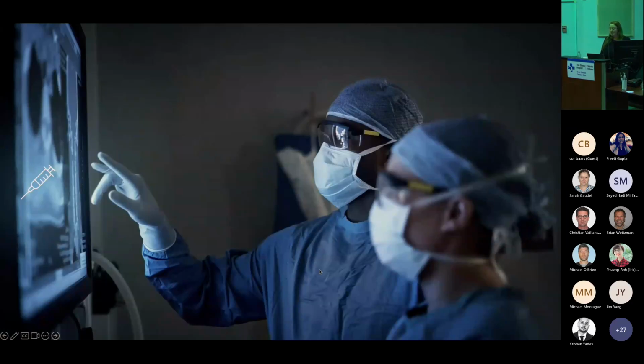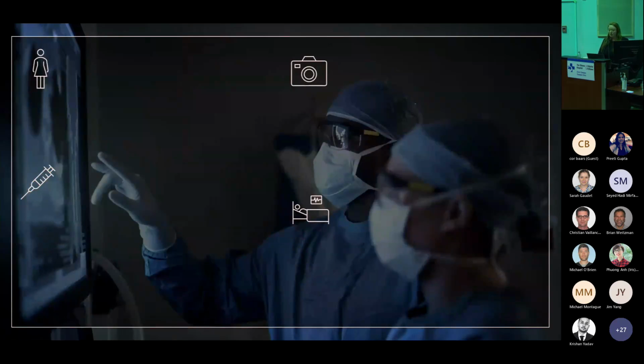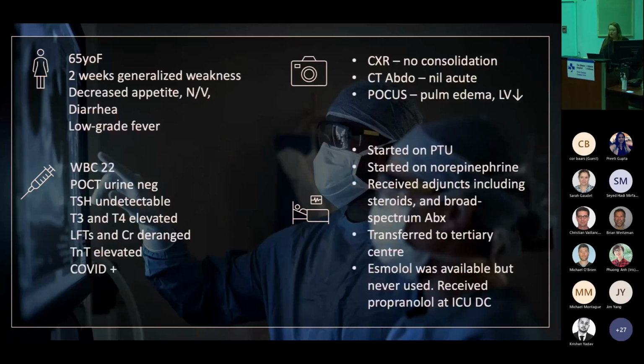All right, so let's get back to our case. As a refresher, Doris is our 65-year-old female who presented to hospital with generalized weakness, decreased appetite, nausea, vomiting, and low-grade fever. She had no objective sources of infection that were found on her examinations, and she had a CT abdomen which ruled out any obvious colitis.